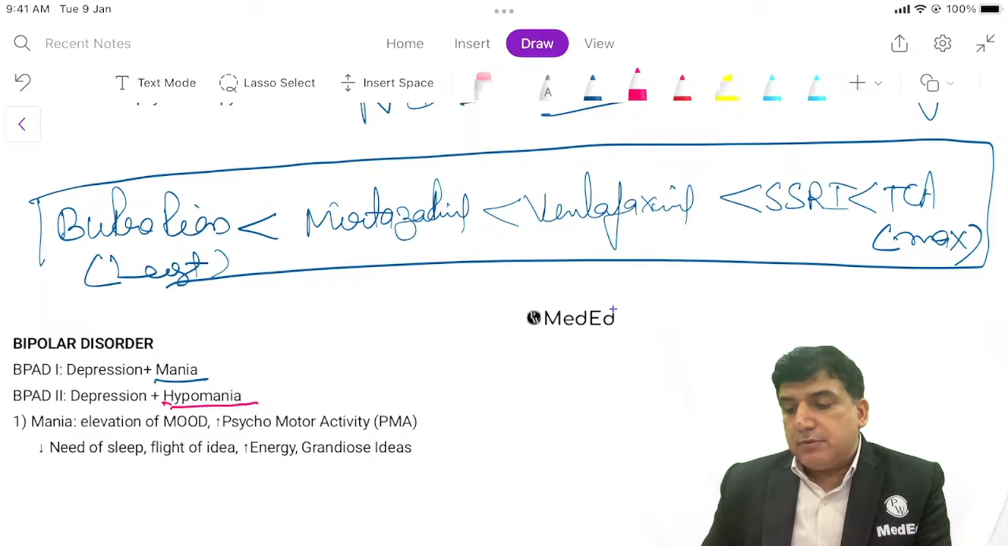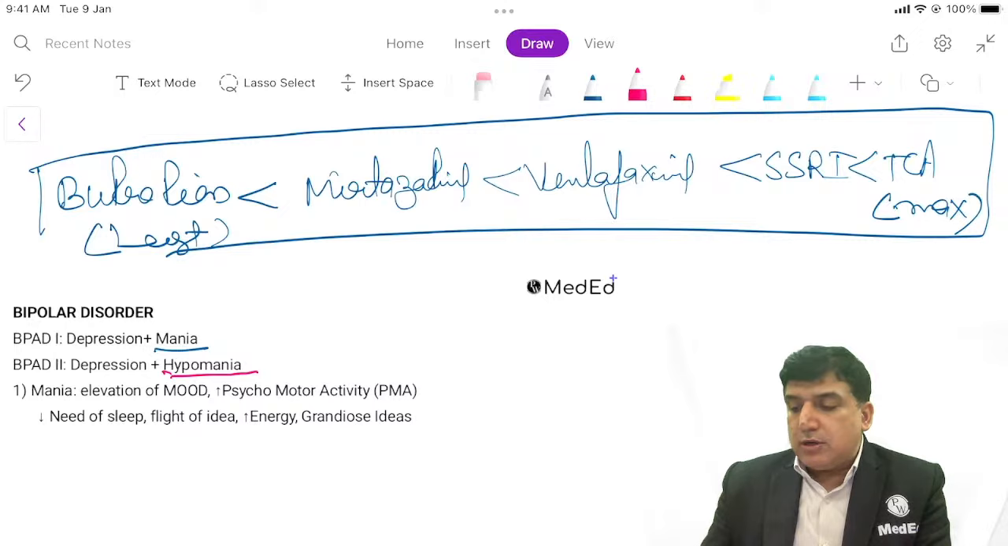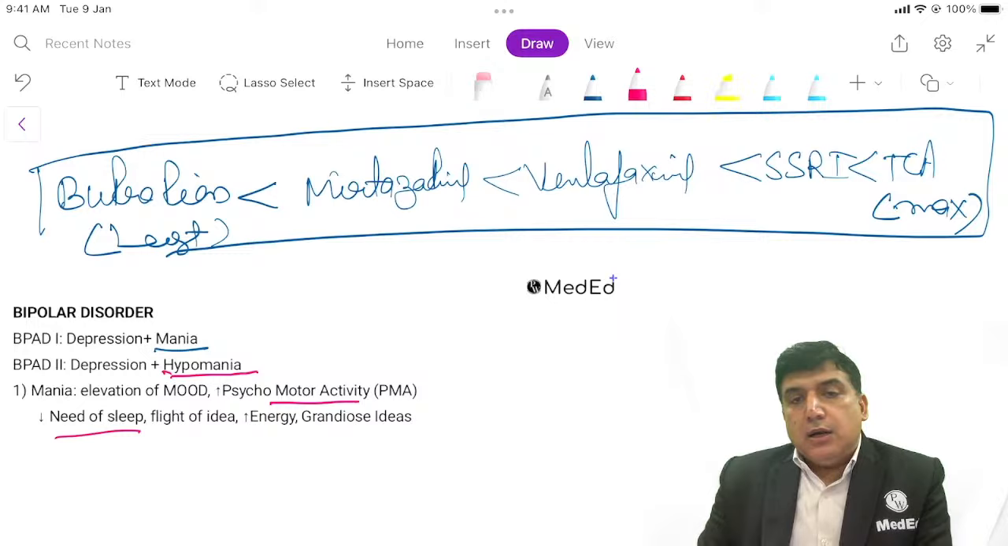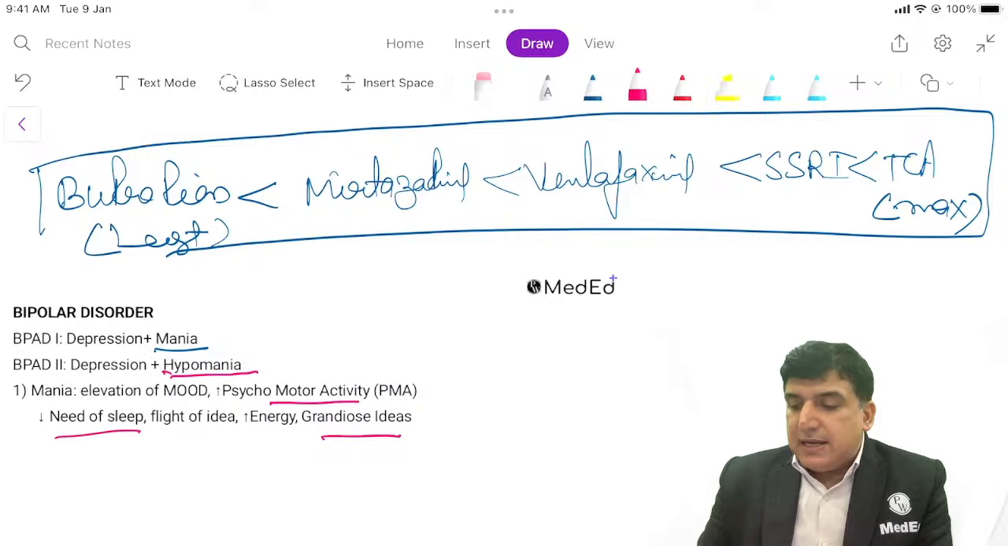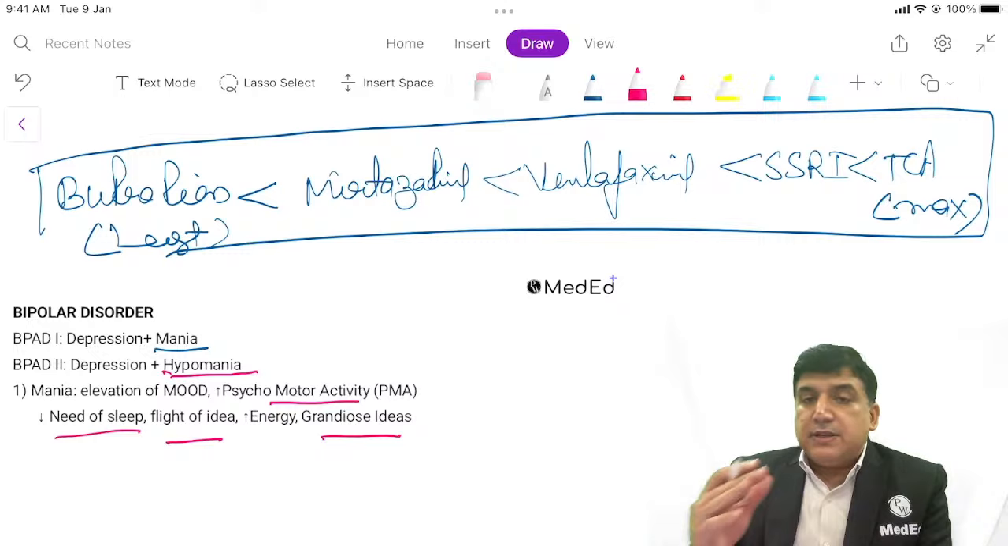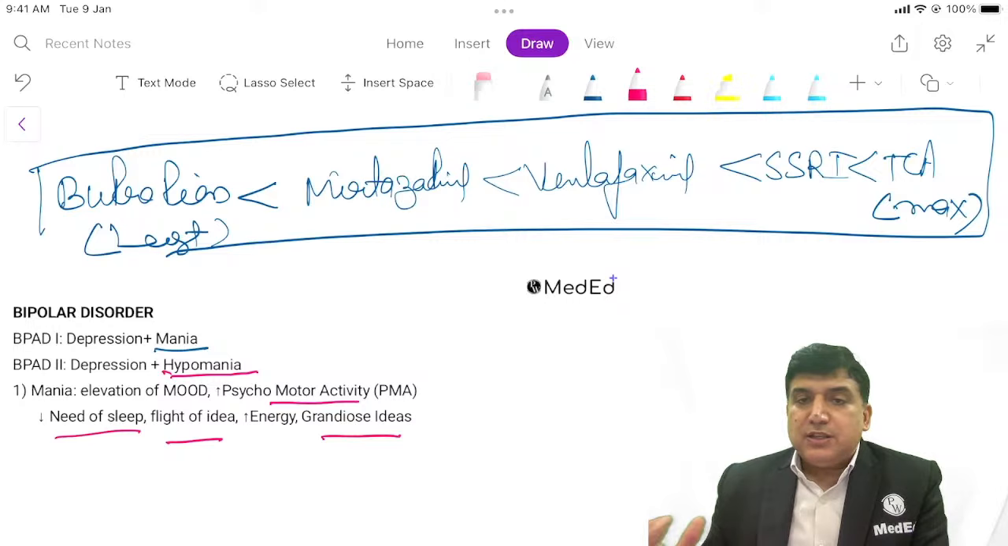In mania, what symptoms do we have? Elevation of mood, increased psychomotor activity, and decreased need for sleep. In depression, the patient wants to sleep but is not able to, but in mania the person doesn't want to sleep. There are grandiose ideas, the person thinks he is capable of doing anything. There is also flight of ideas, a formal thought disorder where the patient shifts from one topic to another, and the association between these topics may or may not be found.